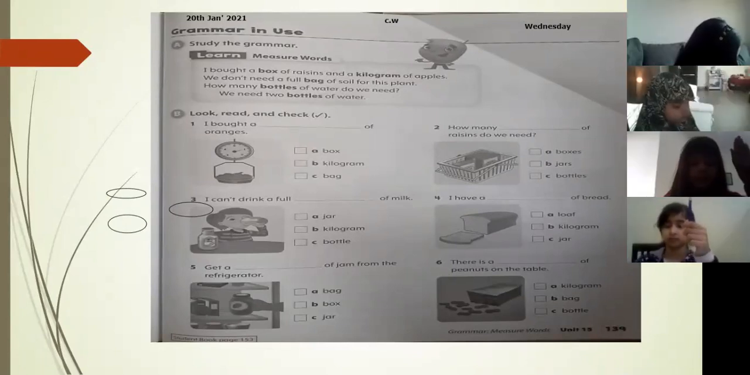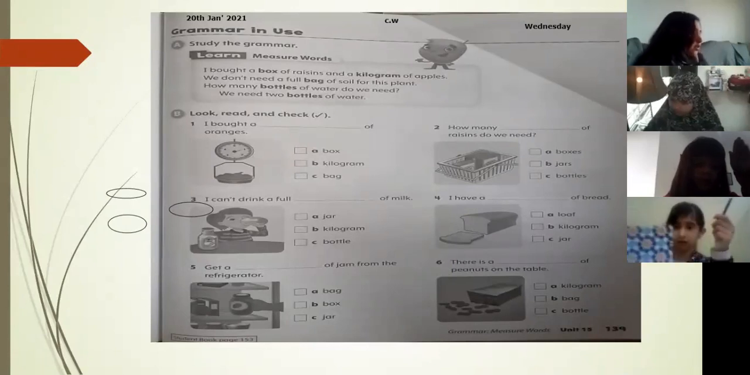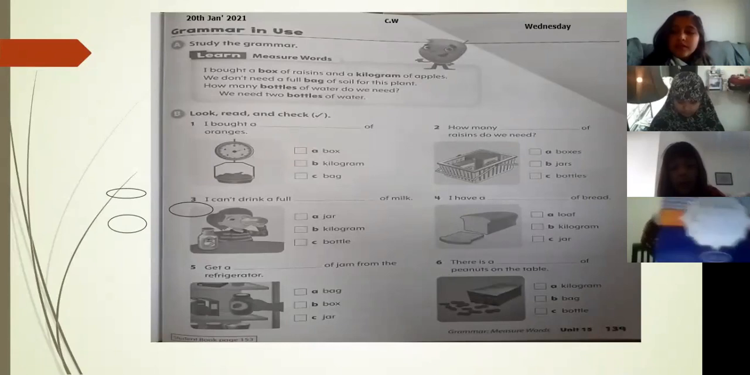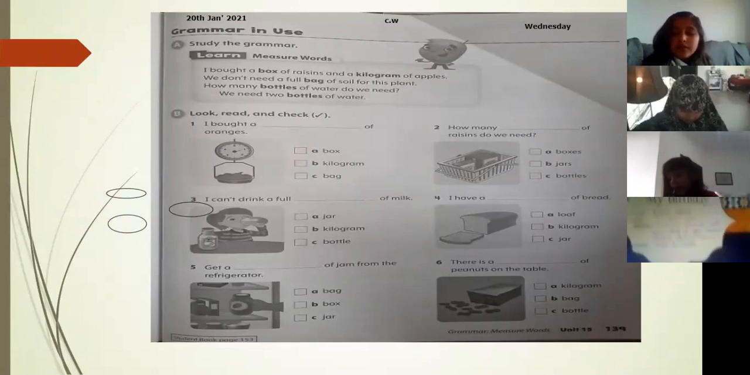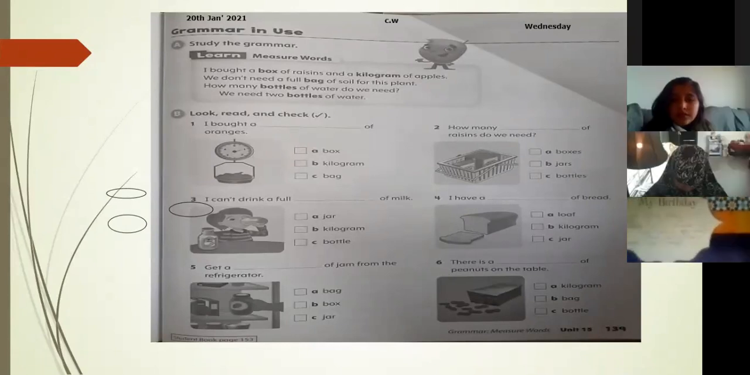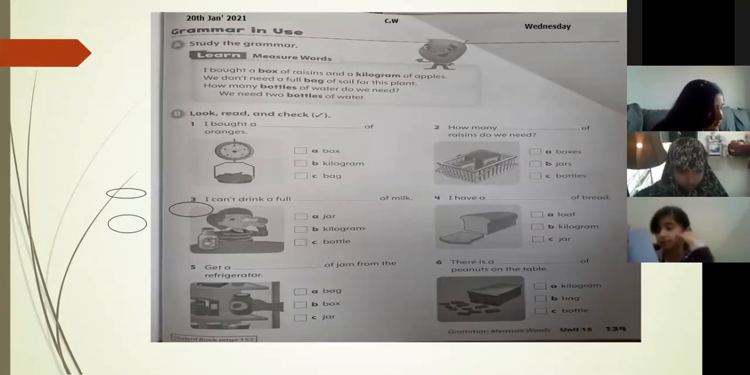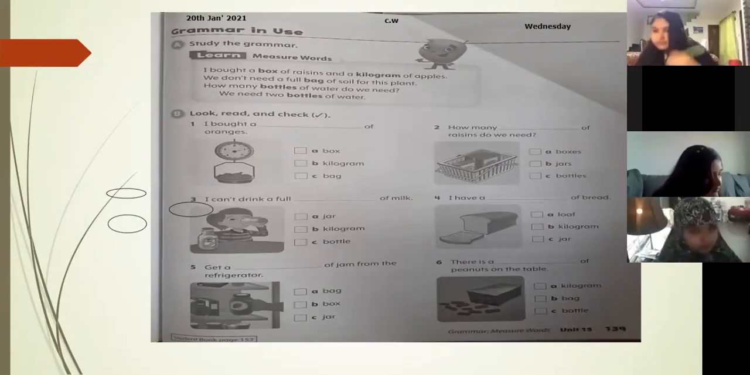By looking at the picture. Yes, Manahil? Ma'am, I bought a kilogram of oranges. Yes, very good. Just mute yourself. So by looking at the picture, it's of 1 kg. So I bought a kilogram of oranges. So tick mark kilogram, okay?